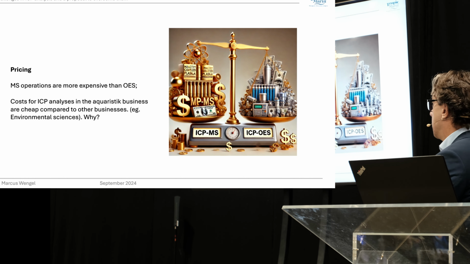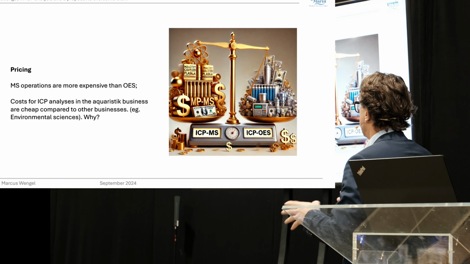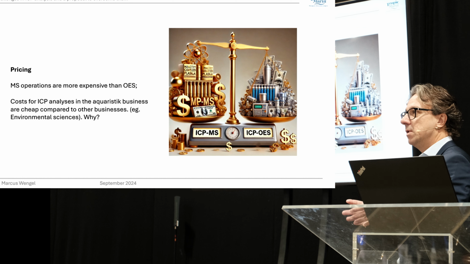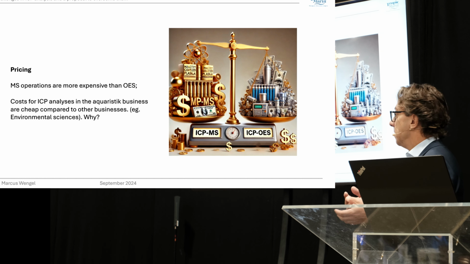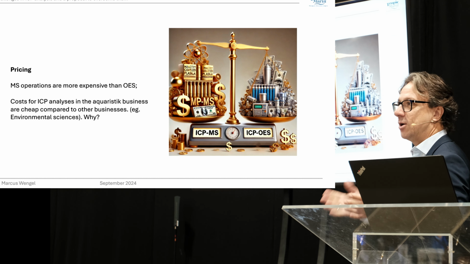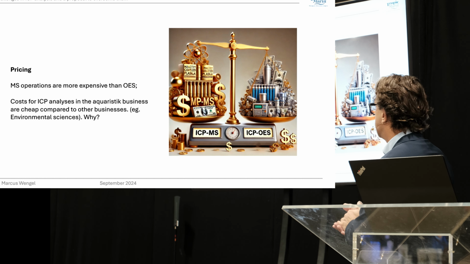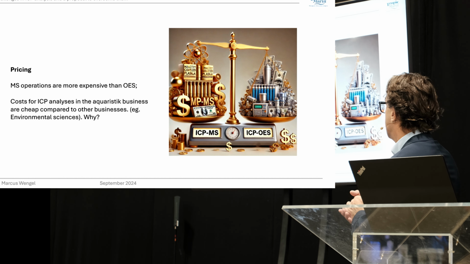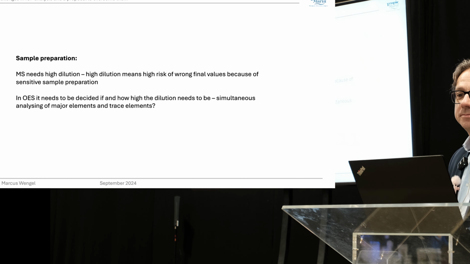And of course, another thing is pricing. We need to say in the aquaristic hobby, these ICP measurements are extremely cheap. If you do environmental sampling or pharmaceutical sampling, a sample costs maybe 80 pounds or 100 pounds. So in aquaristics, we do very low pricing for this, but anyway, MS costs more than OES. It's more expensive because of the technology behind it, the setup of the machine, etc. So pricing is also a challenge.